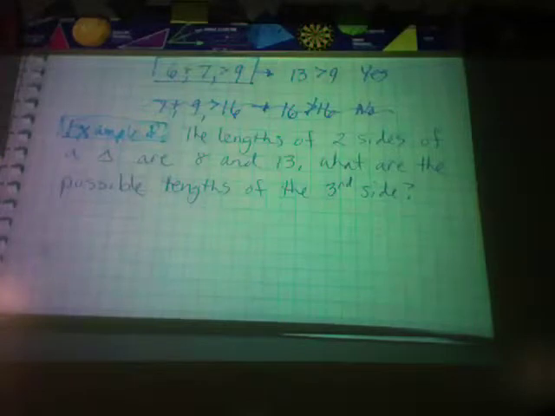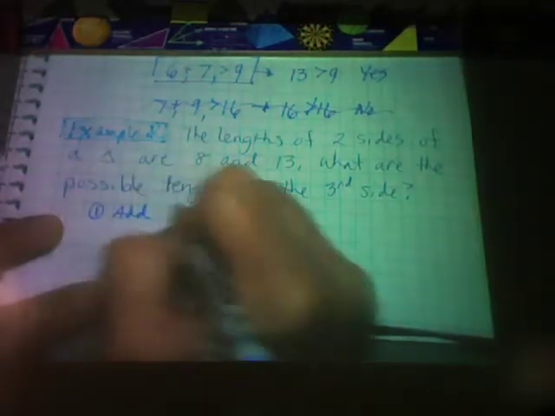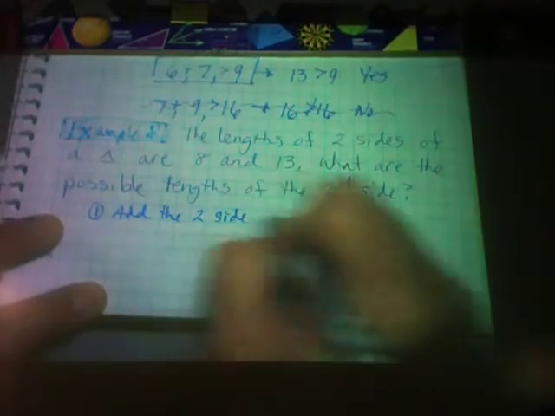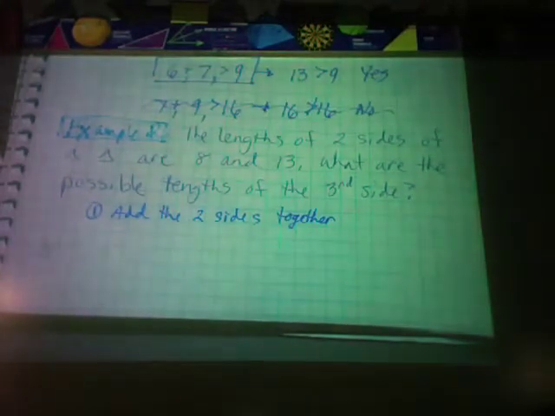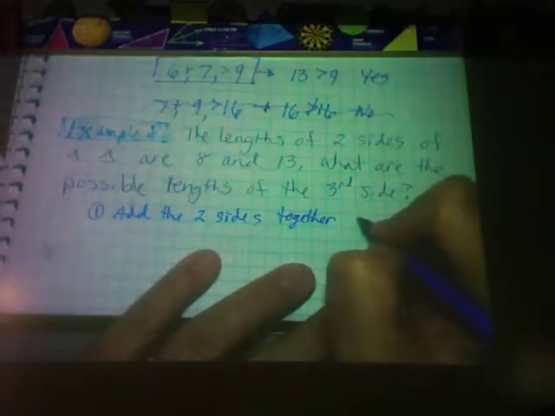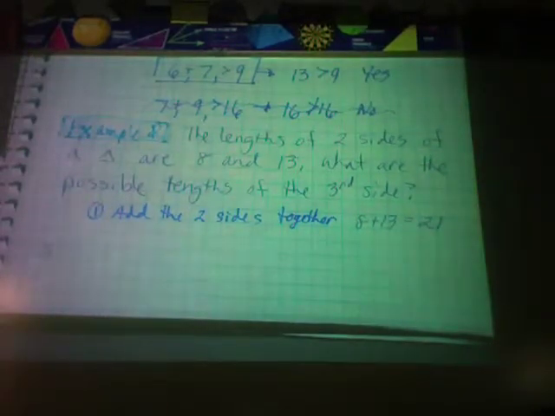If those two were the smallest sides, what would you do to figure out if the third side would work or not? Wouldn't you add them together? What do they add up to? 21. So would the third side have to be bigger than 21? Right? So the very first thing you're going to do is add the two sides together, because we're actually going to come up with a range of values that our third side could be. So if I add the two sides together, I have 8 plus 13 is equal to 21.